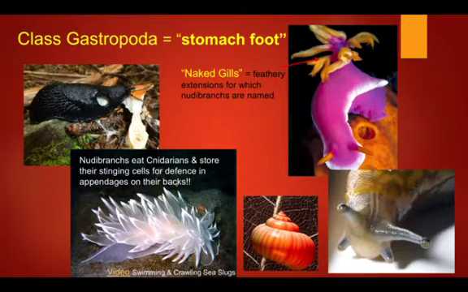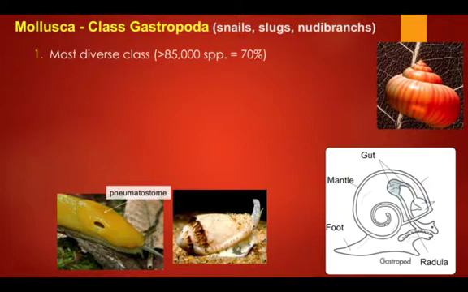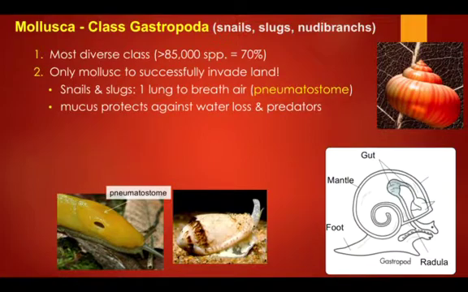Next, we have the class Gastropoda. Gastropoda translates into stomach foot. Gastropods are going to include things like snails, slugs, marine slugs, etc. So we have a lot of diversity within this class. So phylum Mollusca, class Gastropoda. They are the most diverse class within the phylum. There's over 85,000 described species, which composes about 70% of the phylum.